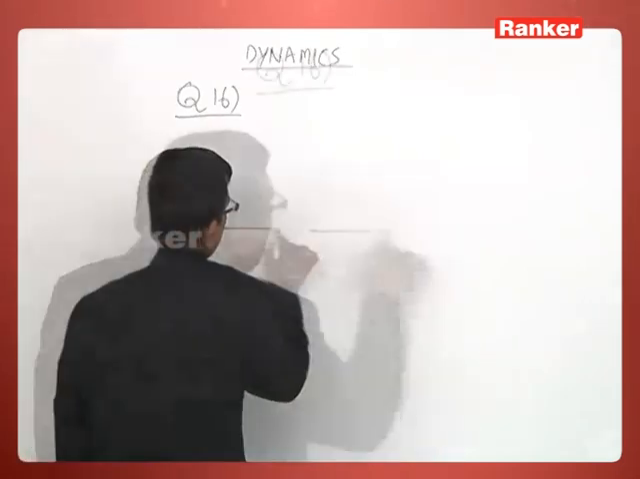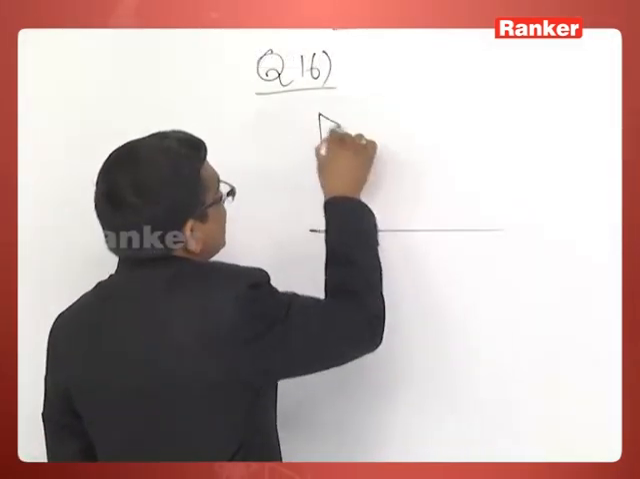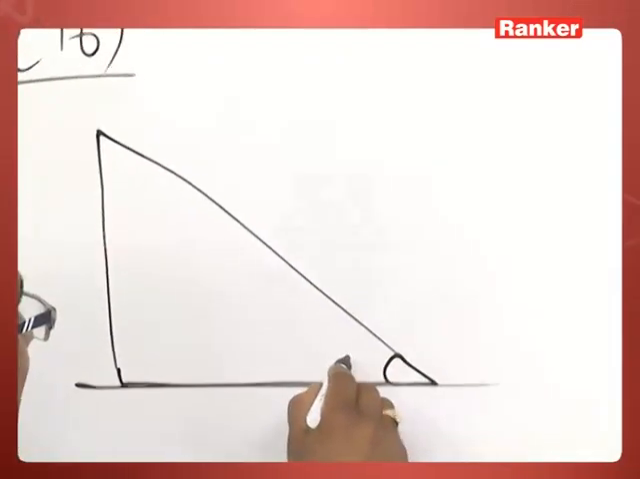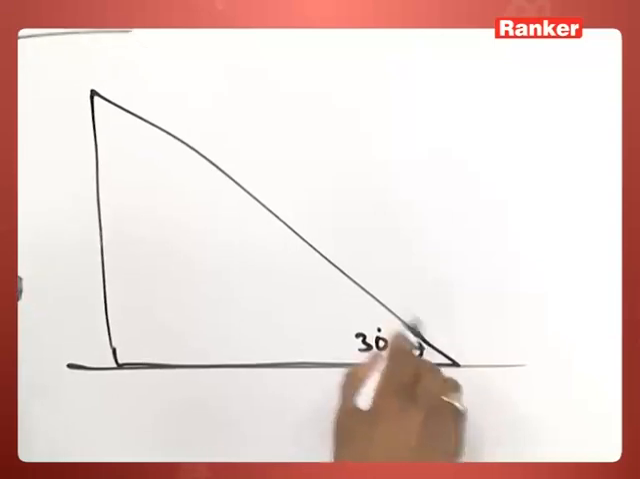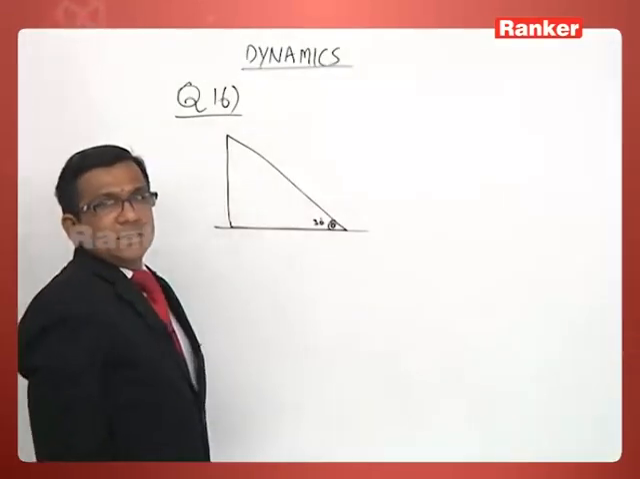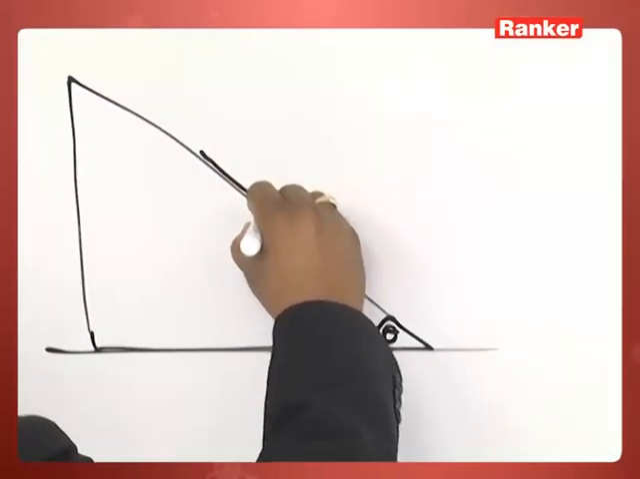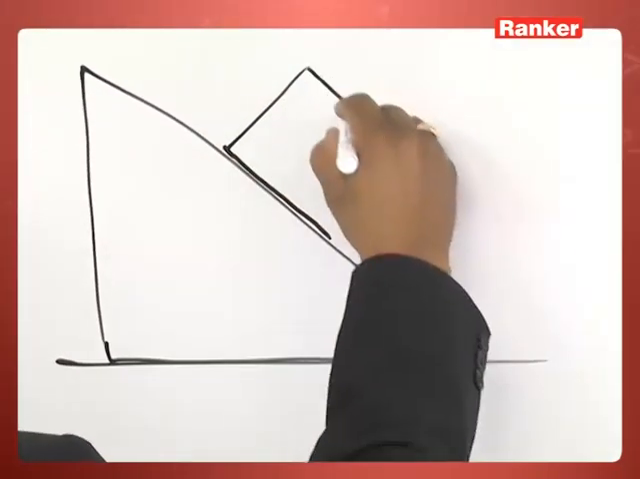First let us take an inclined plane. This is the inclined plane. The angle of inclination of the inclined plane was given, say theta, 30 degrees, and a block is there on the inclined plane. Suppose this is the block that is kept on the inclined plane.